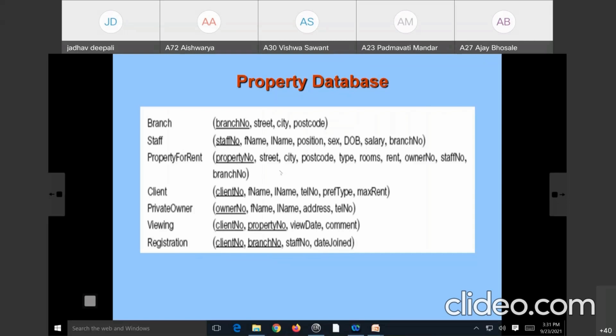Property number, then the address of that property, where it is located: street, city, postcode. Type means whether it is a bungalow, a flat, or a small house, in this way. Number of rooms, what rent the property owner expected, owner number, so owner number is from the private owner, staff number and branch number.